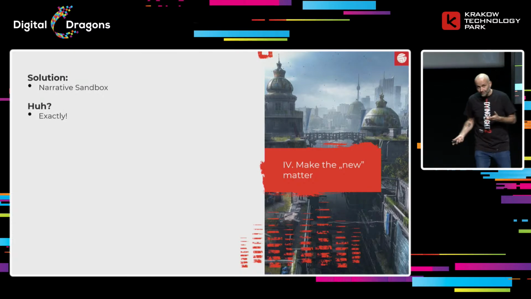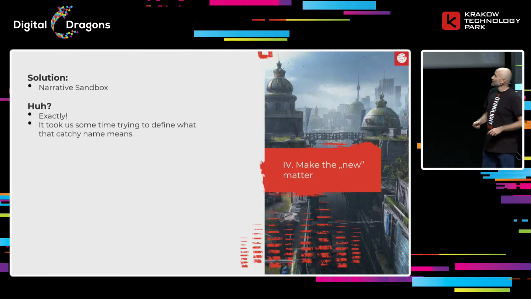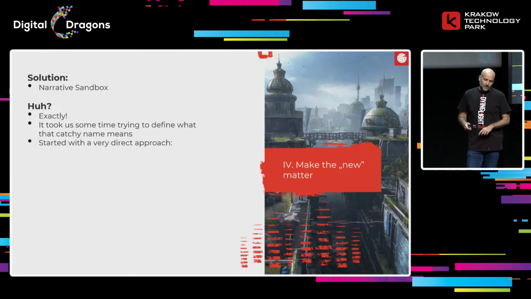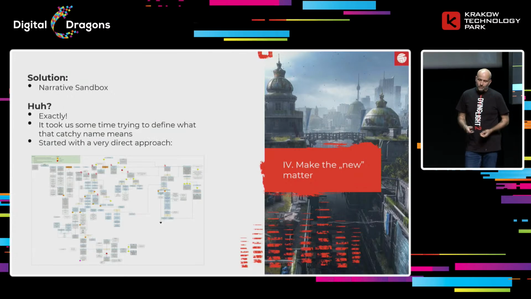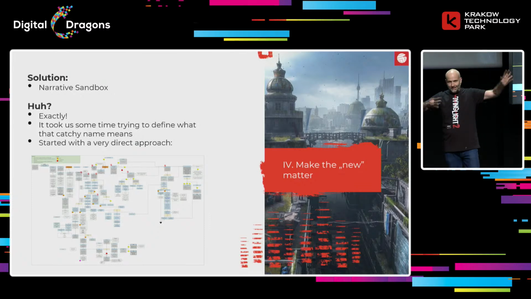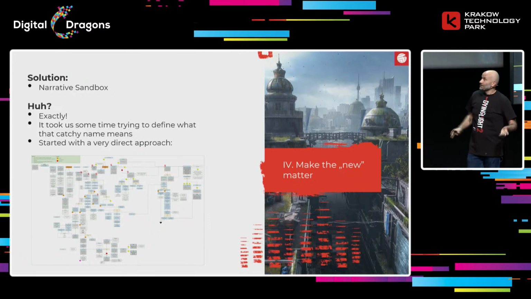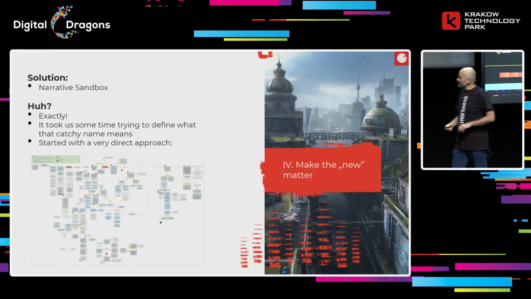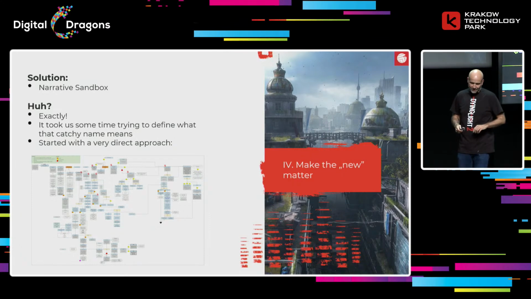We didn't really know. We had a catchy name, and we knew what direction we wanted to go. And it actually took us some time trying to define what that catchy name could mean. Of course, we started with a very direct, very simple approach. We just took the story and made it extremely non-linear and branching. This is the Dying Light story at one point. I think it's not even the richest version of it, the biggest number of branches.